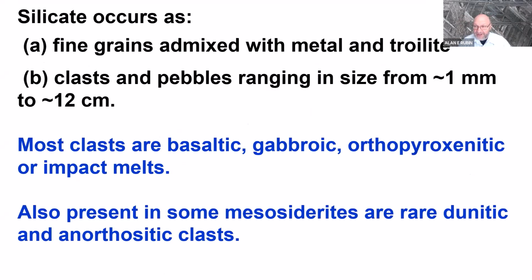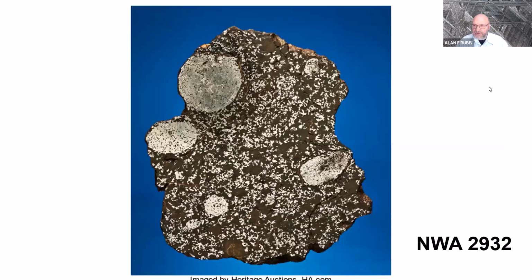Silicate in mesosiderites occurs admixed with metal and troilite as fine grains. It also occurs as clasts and pebbles, ranging in size from about a millimeter, probably somewhat less than a millimeter, to 12 centimeters in size. Most of the clasts are basaltic, gabbroic, orthopyroxenitic, or impact melts. Also present in some mesosiderites are rare dunitic and anorthositic clasts. I'll be discussing more about these things shortly.